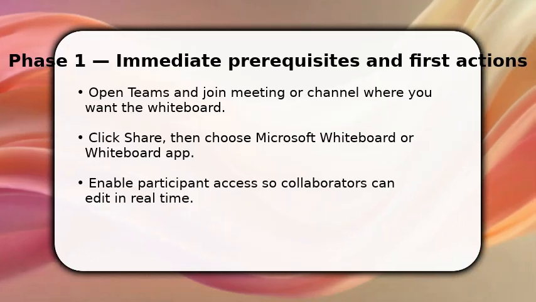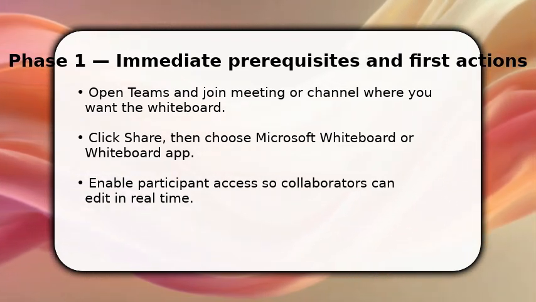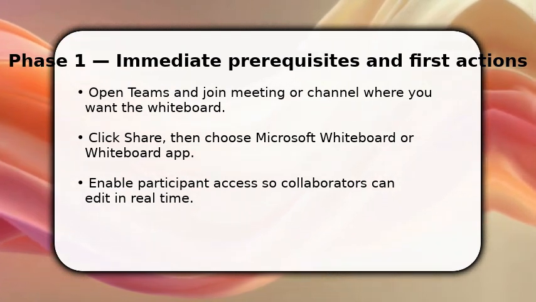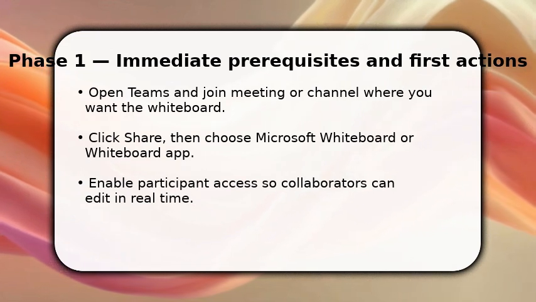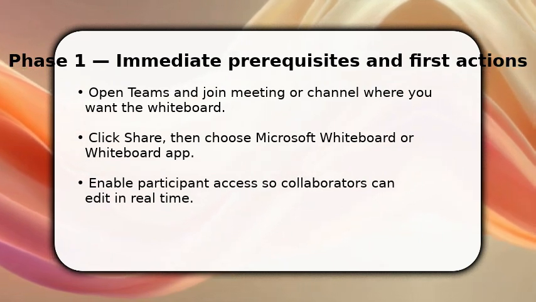You start by opening Teams and joining the meeting or channel where the work belongs. Click Share, then select Microsoft Whiteboard. This instantly creates a collaborative canvas. Once done, enable participant access so others can edit. This prevents delays and keeps everyone aligned.